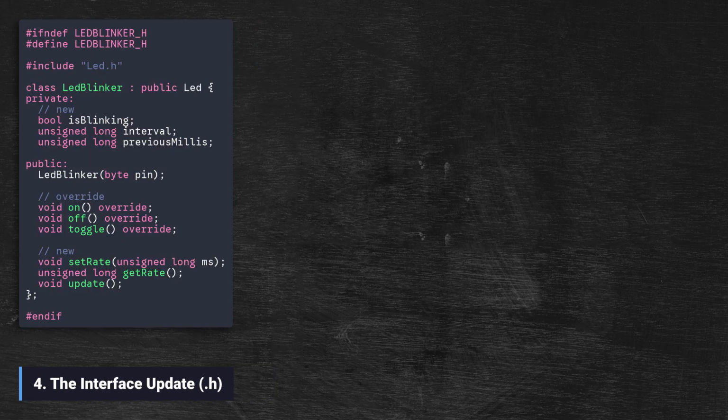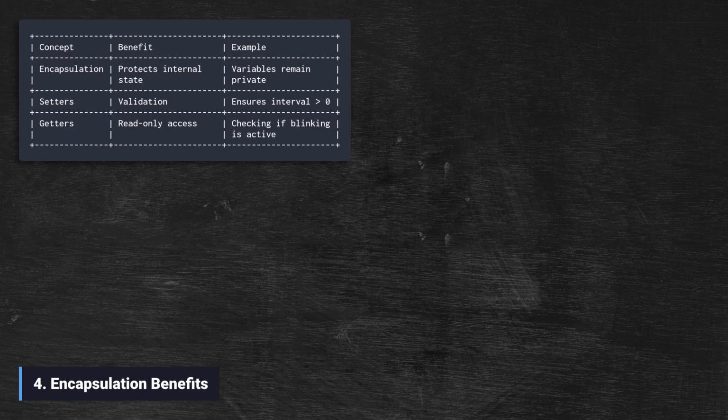In the header file, we ensure setRate and getRate are listed under the public section. This makes them part of our class interface. Other developers, or even your future self, can now see exactly how to interact with the timing of the blinker without needing to understand the internal millis logic. This pattern is called encapsulation. It makes your code more robust because it creates a clear boundary between how the object works and how you use it. You can change the internal implementation later, and as long as the setter name stays the same, your main program won't break.